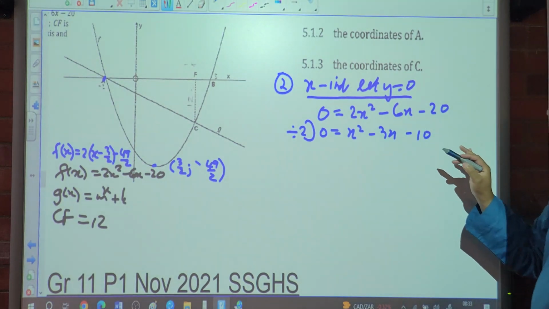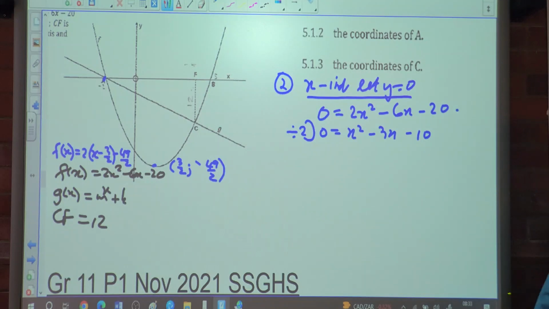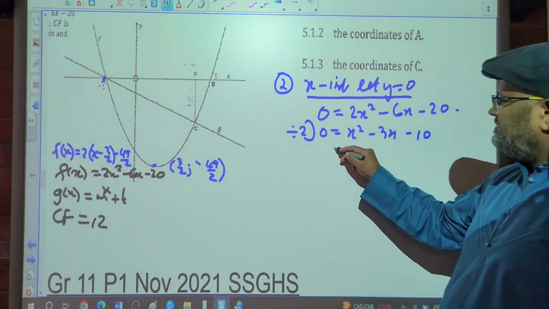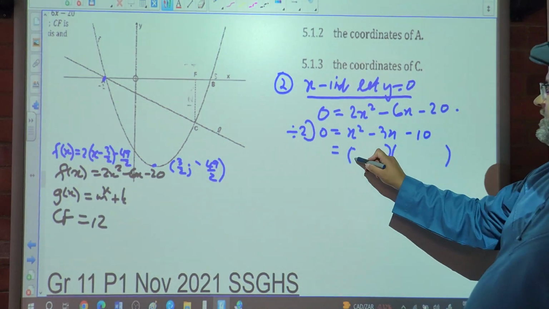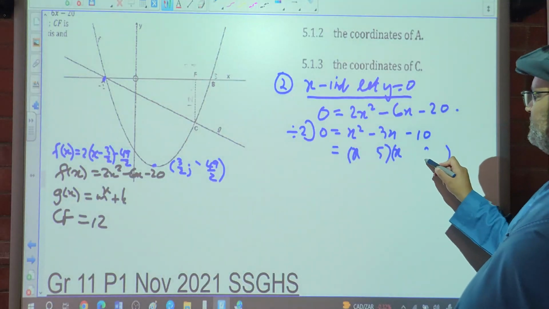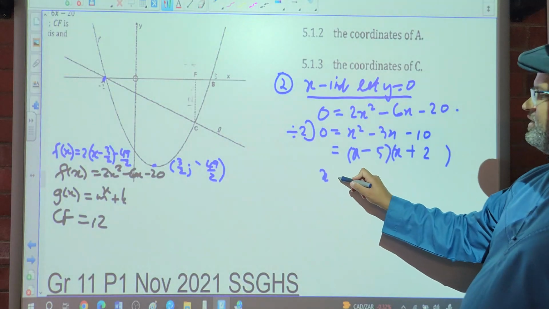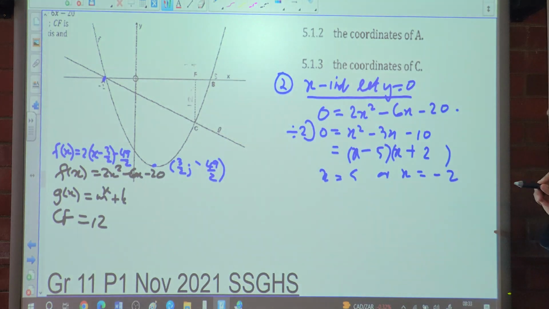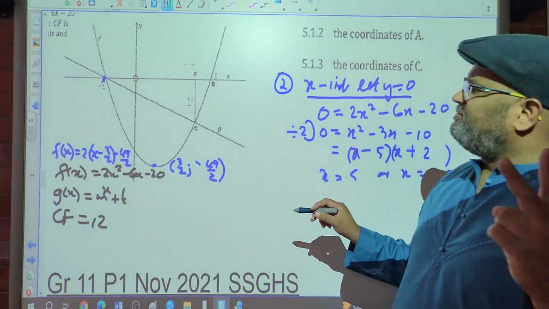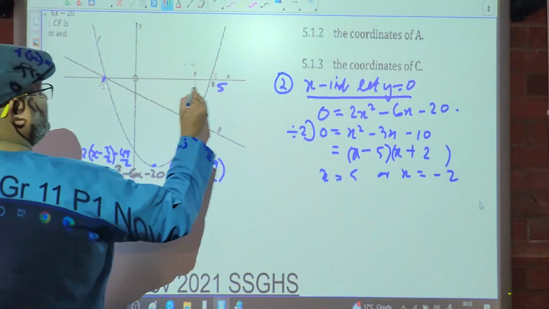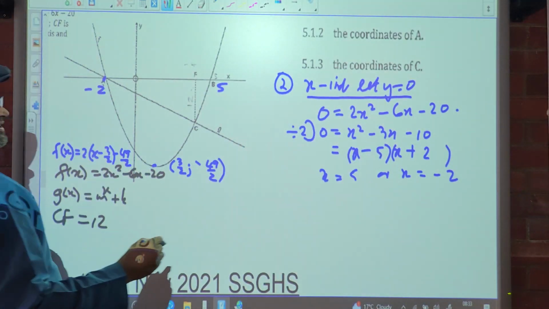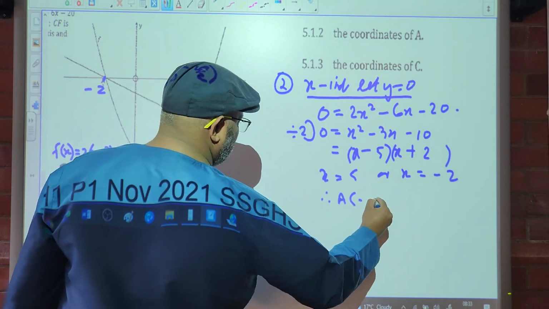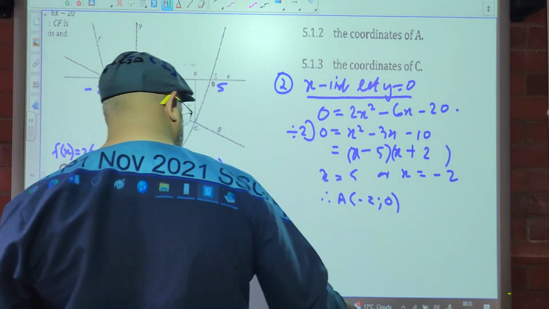Now if you use the quadratic formula, you could have substituted that into the quadratic formula already. If you use that silver calculator, that white one now, you could have subbed it in already. So we've got x and x, 5 and 2, minus plus. So x equal to 5 or x equal to negative 2. Why are there two solutions? Two points on the x-intercept. So that is 5 and this is negative 2, of course. So therefore, A is negative 2 and 0.